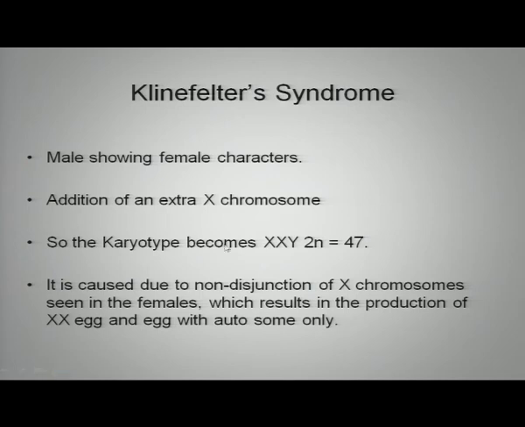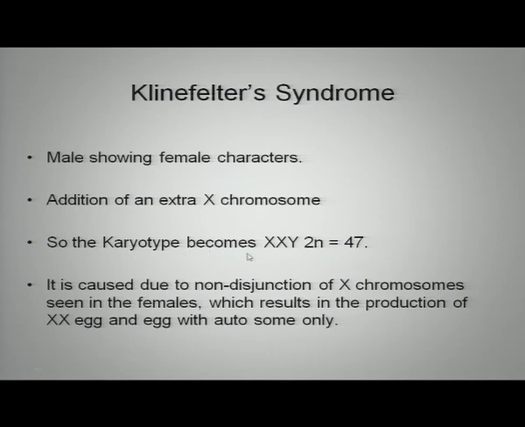Now, coming to sex chromosomal abnormalities. Here you can see Klinefelter syndrome. It is a male individual showing most of the characters of a female individual. So, male showing female characters, that is Klinefelter syndrome. It is due to a sex chromosome abnormality disorder. Why does it happen? An addition of an extra X chromosome with the normal XY chromosomes.